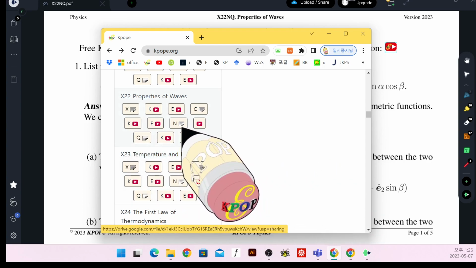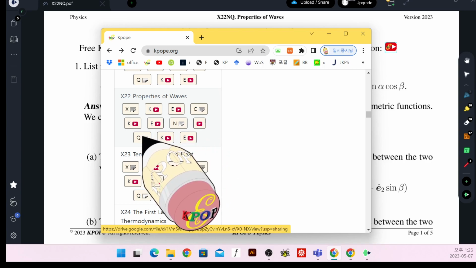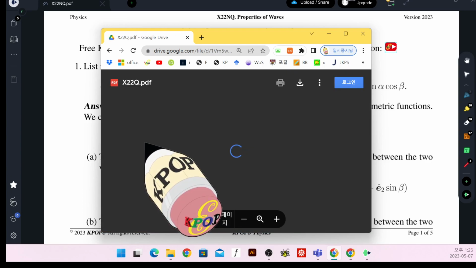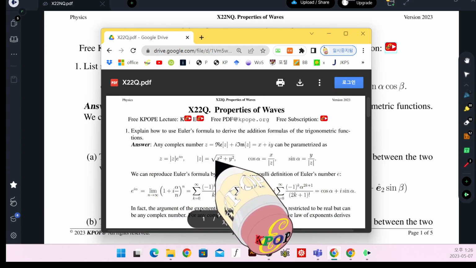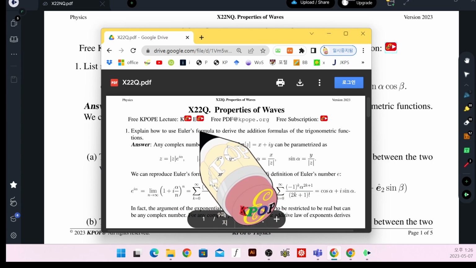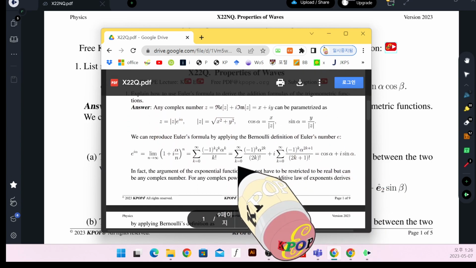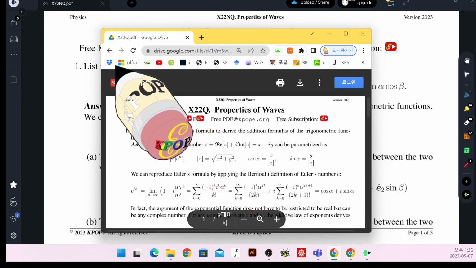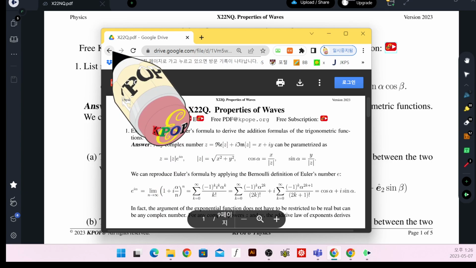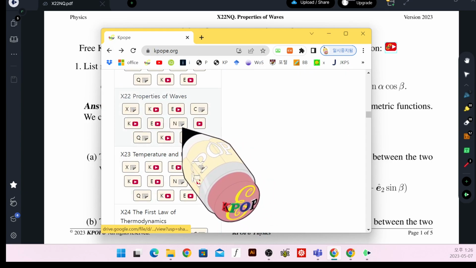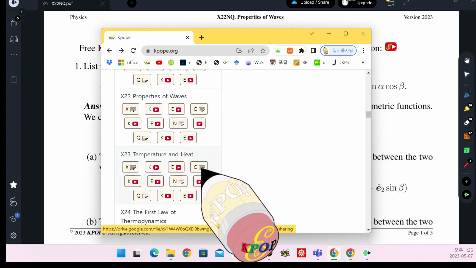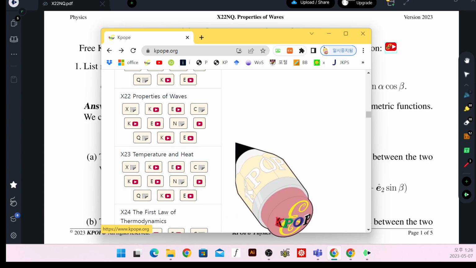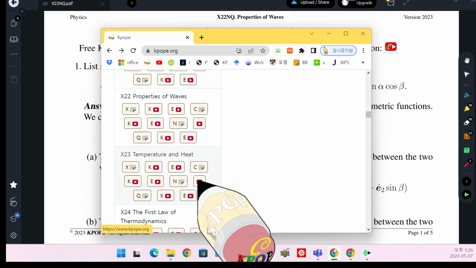Now we are working on X22NQ, that is for the preparation of detecting the problem given in X22Q. So if you are familiar with, if you do not have any difficulties to solve these problems in X22Q, then you don't have to study NQ.